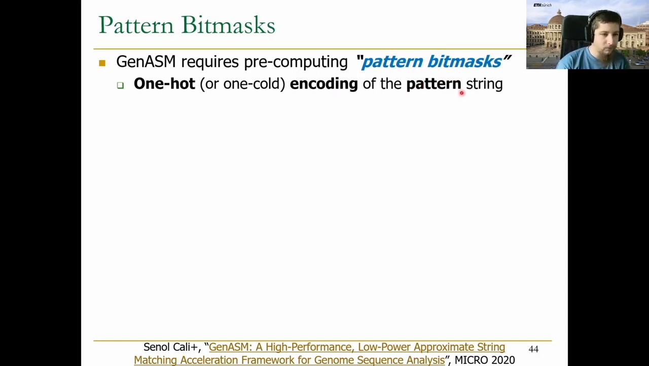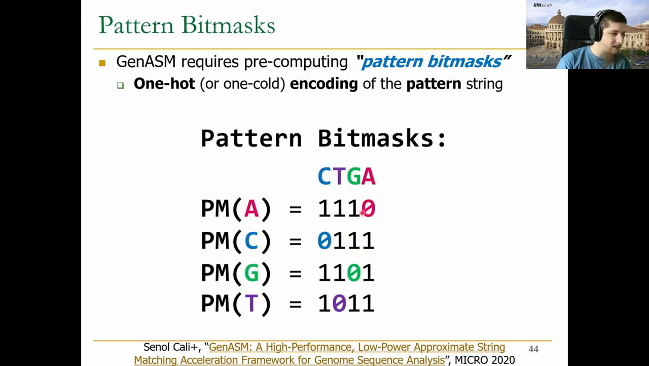A one-hot or one-cold encoding in this case means you have 4 bit vectors: a bit vector for the character A, a bit vector for the character C, G, and T, and so on. And they have a 0 in the respective bit vector if that character is at the given location. So the last character here is an A in the pattern, thus the last bit in the A bitmask is a 0. Similarly, for the C character, the C bitmask has the first bit 0 because there's a C as the first character in the pattern.